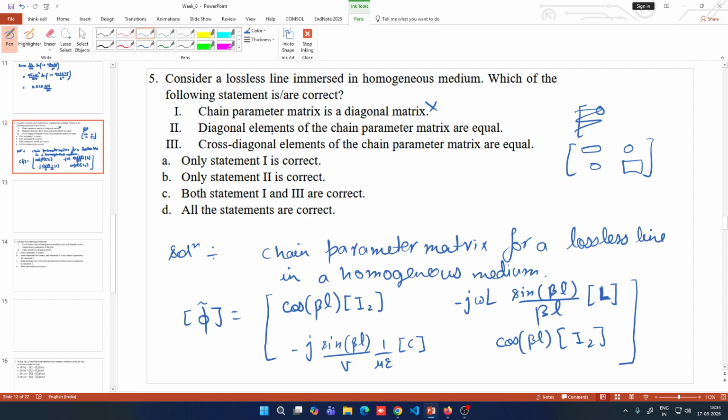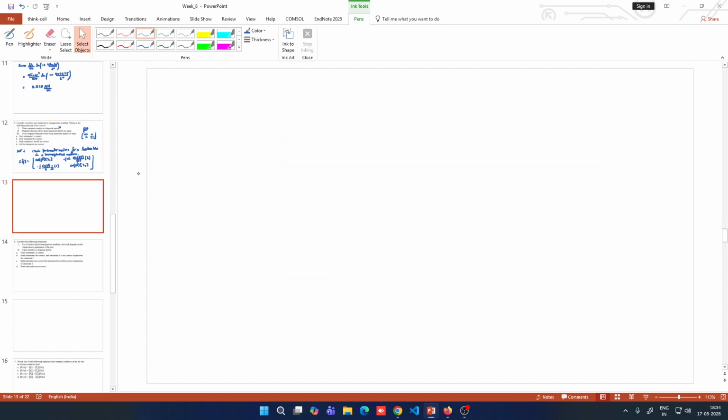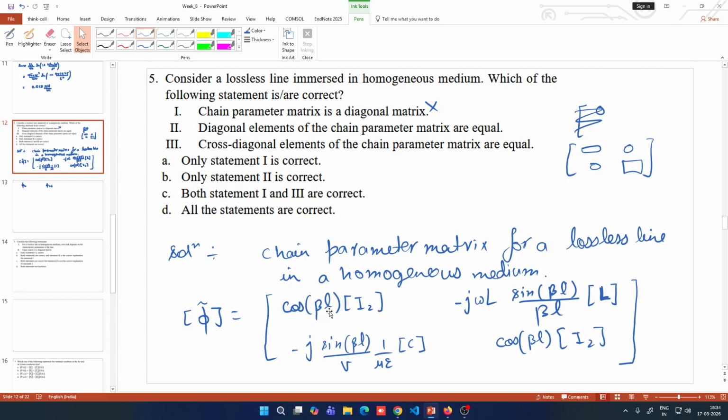Statement 2 says diagonal elements of a chain parameter matrix are equal. So what are the diagonal elements here? Diagonal elements are phi11 and phi22. If we match them, cos beta L, cos beta L, both of them are equal, right? So diagonal elements of a chain parameter matrix are equal for a lossless line immersed in a homogeneous medium. So statement 2 is correct.